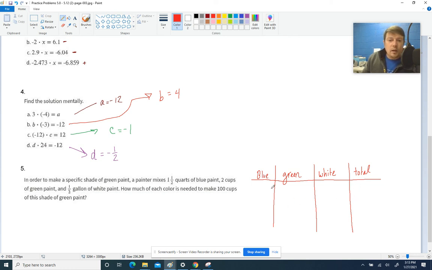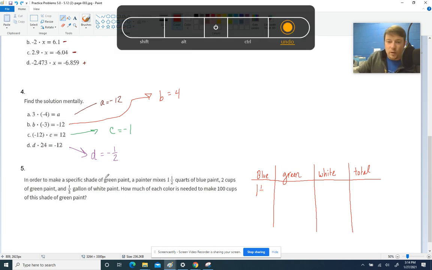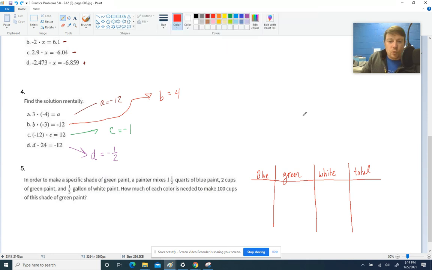So you're putting 1.5 quarts of blue. Okay, so 1.5 blue. 2, okay, gotta be careful here. So 1.5 quarts, 2 cups, and a half a gallon. Everything is in weird measurements. So we need to know how many quarts are in a gallon, how many cups are in a quart, and so on and so forth.